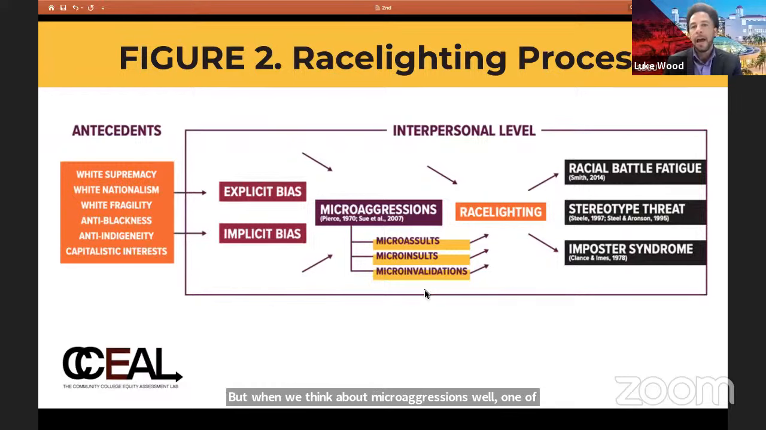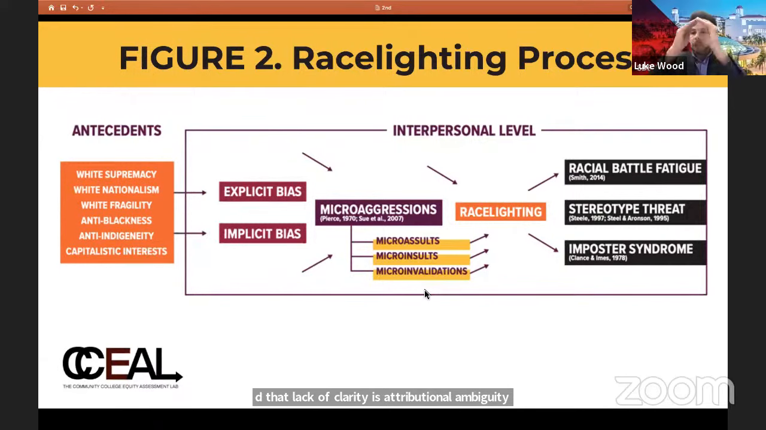a term called attributional ambiguity. Attributional ambiguity is when you have this sense of haziness or lack of clarity about what's being said to you. So when someone says to you, oh, wow, you're so articulate, I didn't expect you to know that, or walks up to a student and asks them for their ID, right? There's a message that's being communicated to them that may be difficult to place. It may be hazy, it may be unclear, there may be a lack of clarity. And that lack of clarity is attributional ambiguity.